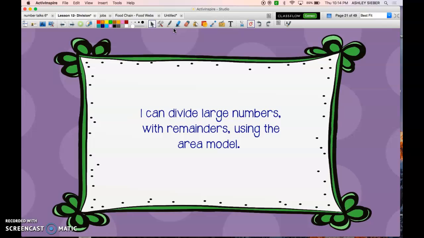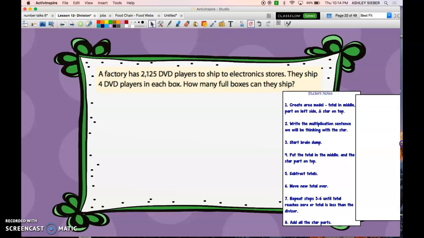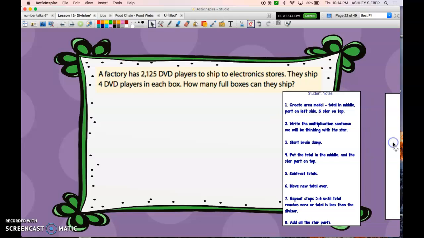So today we're going to review how to divide large numbers with an area model, and some of our problems are going to have remainders. So we're going to jump right into it. Here is something that I have created for our notes. If you need to add to your notes or take away from your notes or change something, here's something that you can use to help you do that.